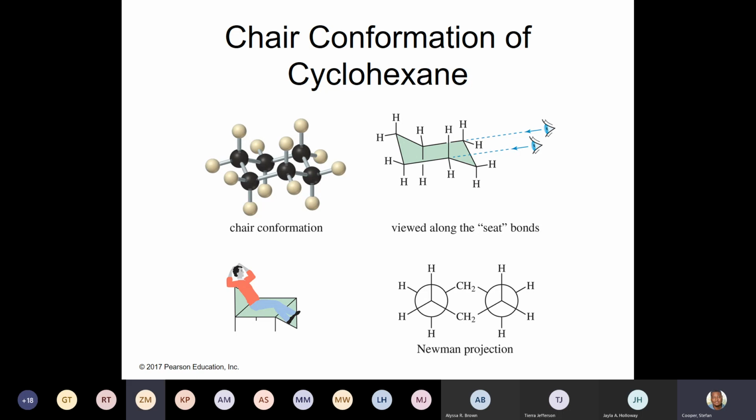Dr. Cooper, I have a question. Go ahead. Yes, ma'am. Is the cyclic one, the one that's in the ring, where the boats and stuff come in? Those conformations, yes, but the boat is only for the 6-member ring. Oh, okay. Good question.